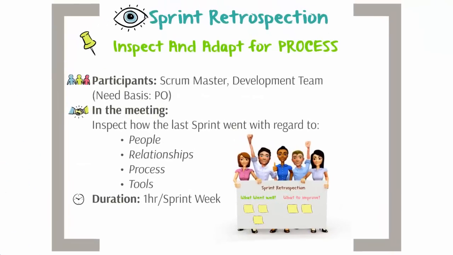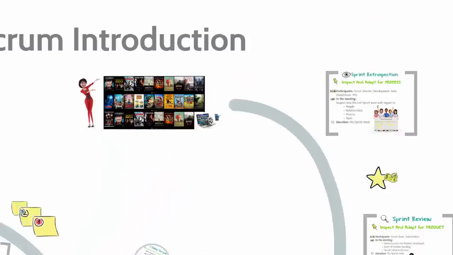The sprint retrospective is the final meeting of the sprint. The purpose of the sprint retrospective is to inspect how the last sprint went with regards to people, relationships, process, and tools. By the end of this meeting, the team would have an ordered list of potential improvements, and a plan for adopting them in the next sprint. This completes one sprint cycle.